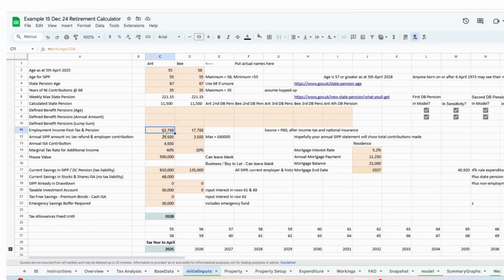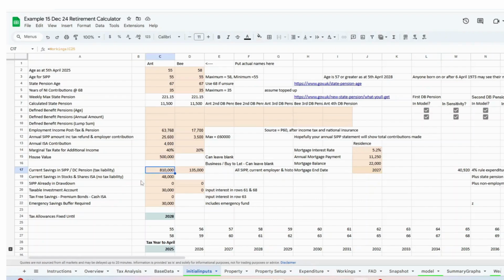Here we've got their employment income after tax and after pensions. So it's essentially what hits their bank account in a whole year, what they're putting into a pension in total, what they're putting into an ISA potentially, what their marginal tax rate is on additional income, what their house is worth, and then here there's a mortgage on it, what the mortgage payment is and when it ends.